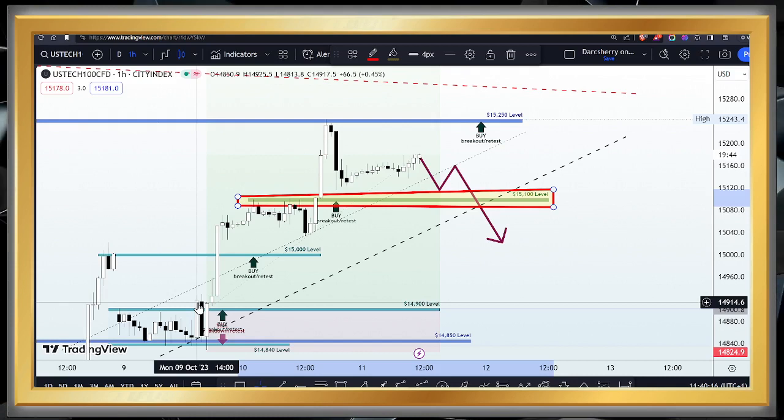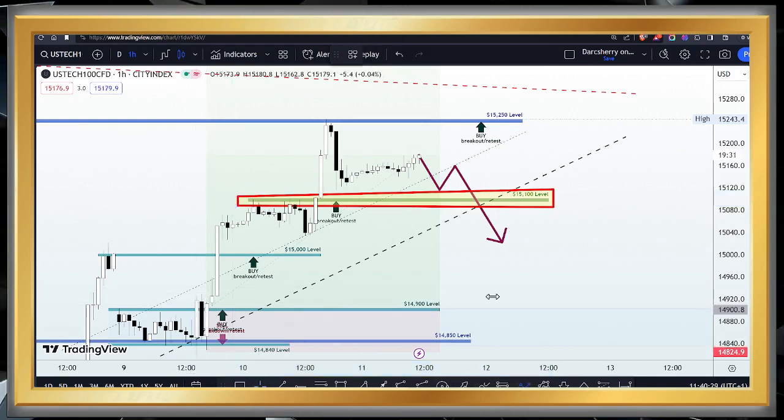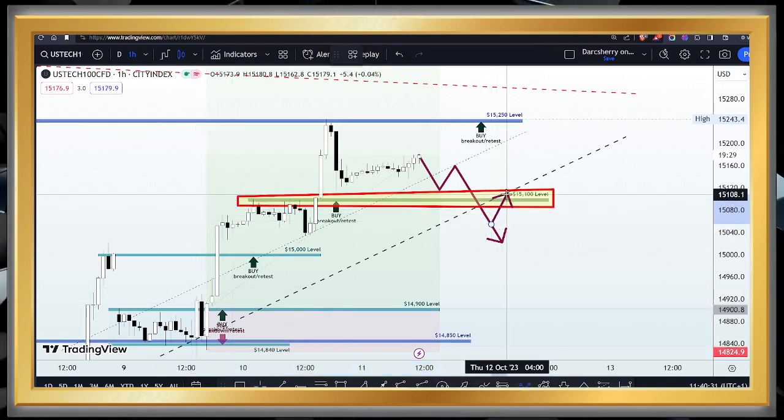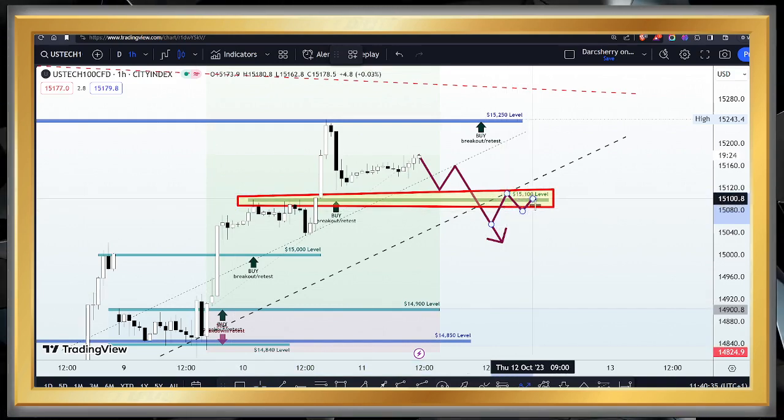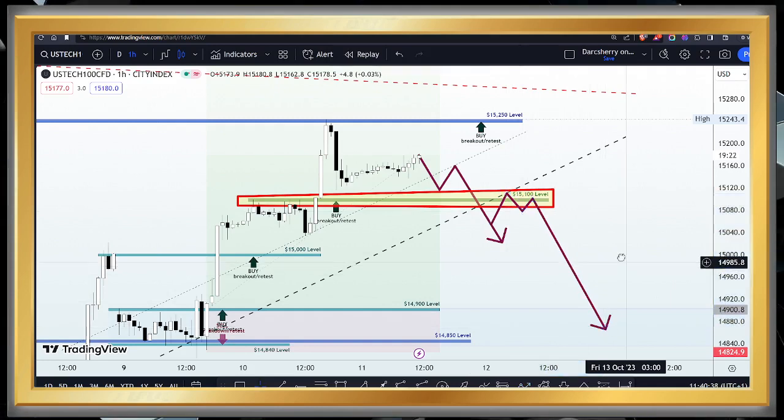Now there's one thing I would like us to take note of here: we are not going to be getting too excited as soon as the breakdown happens, as we will need some confirmations before we jump into the sell position. And this confirmation would reflect on the chart as a retest of either the 15,100 or the ascending trend line to incite this bearish momentum.